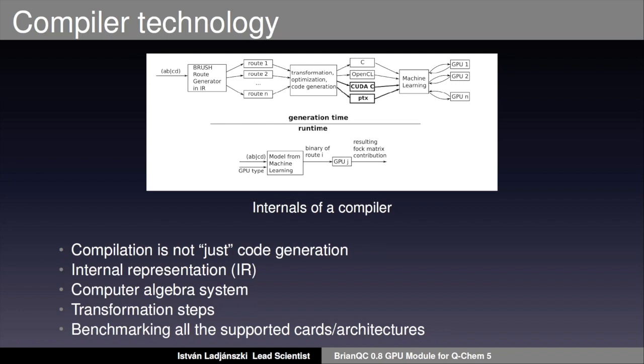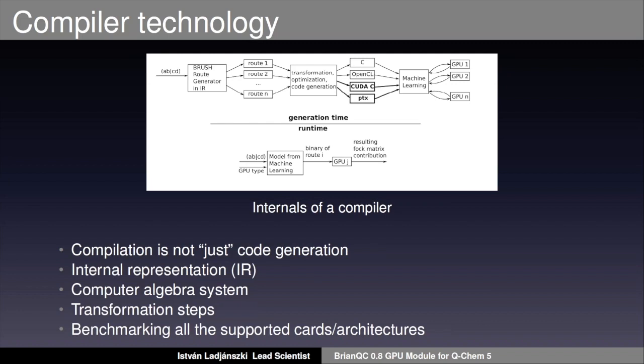So from left to right, I want to show you how an integral evaluates. I will explain this by assuming we only have one integral, this ABCD electron repulsion integral. But if you have a bunch of integrals, for example a tile of the electron repulsion tensor, the theory would be the same, but it's easier to understand if we think of only one integral. So this integral enters the first box, which is the brush root generator in IR. This is basically the part where we first translate the integral expression into an internal representation.